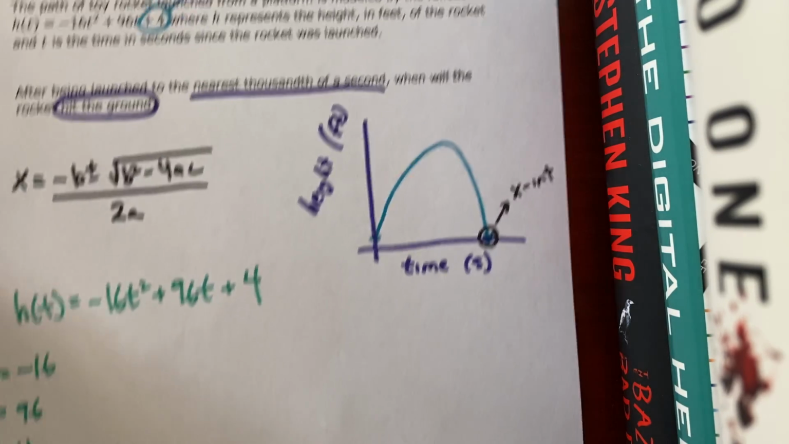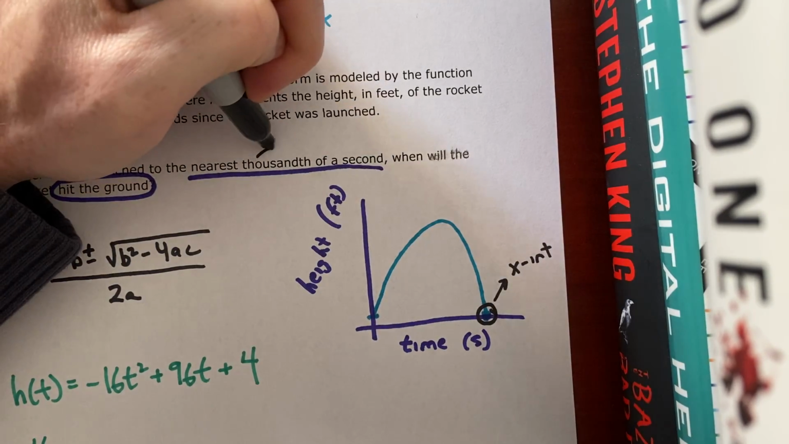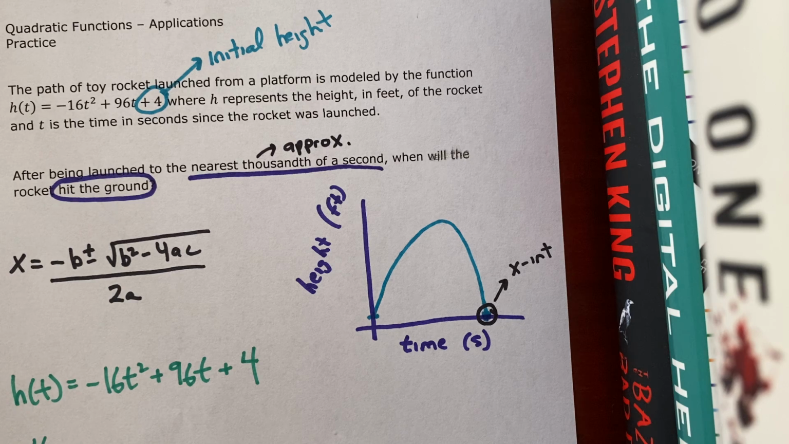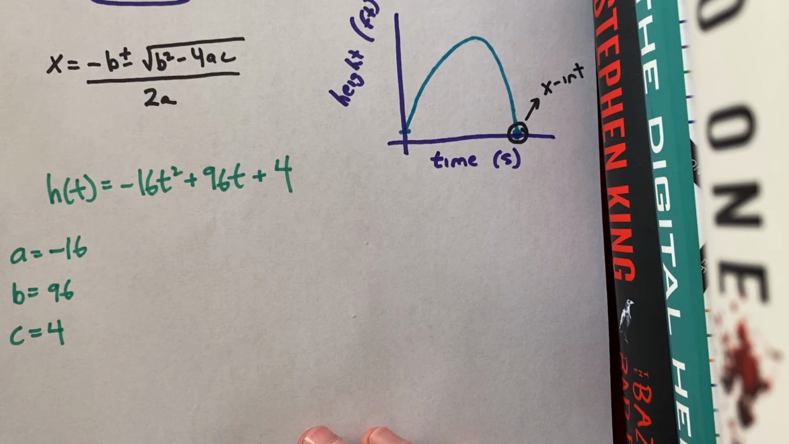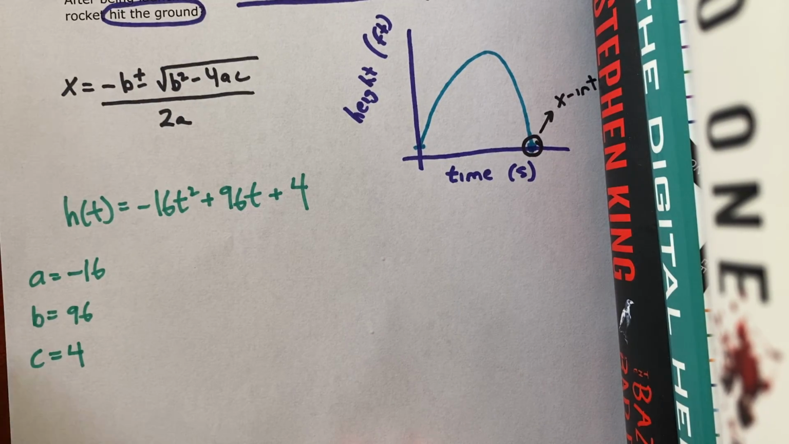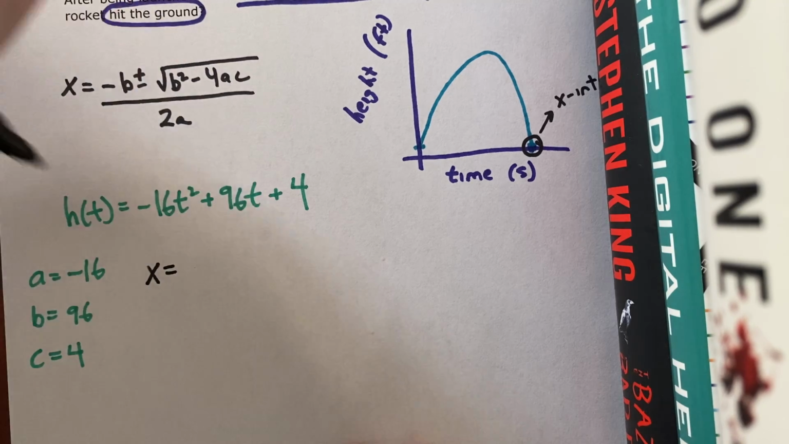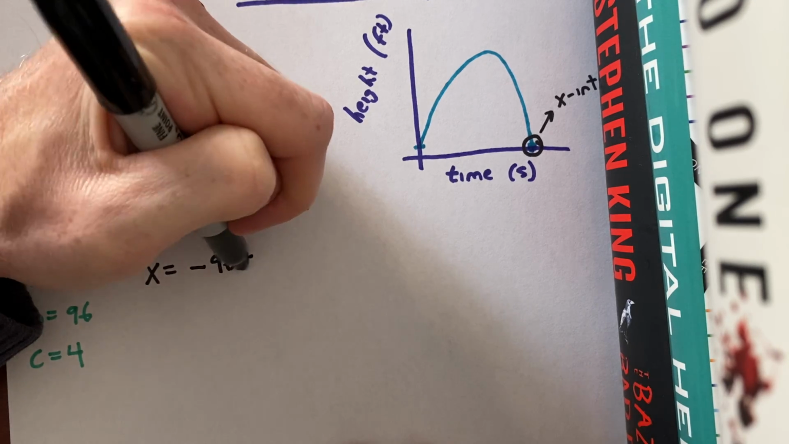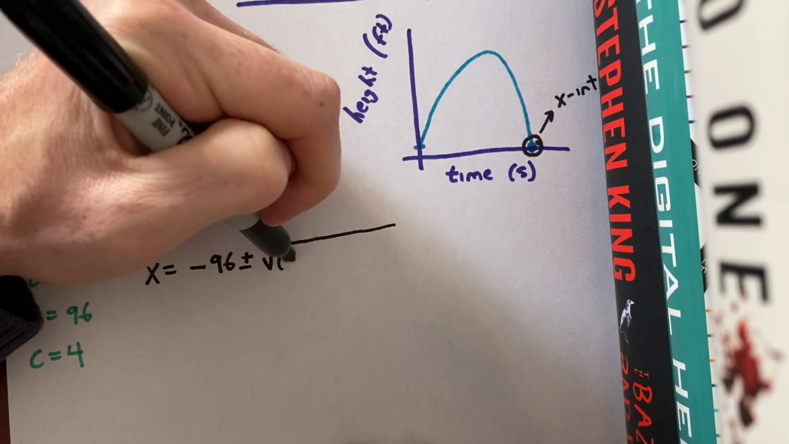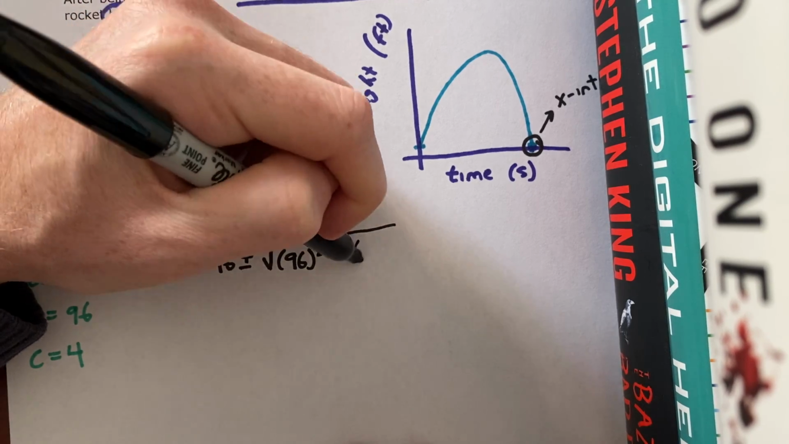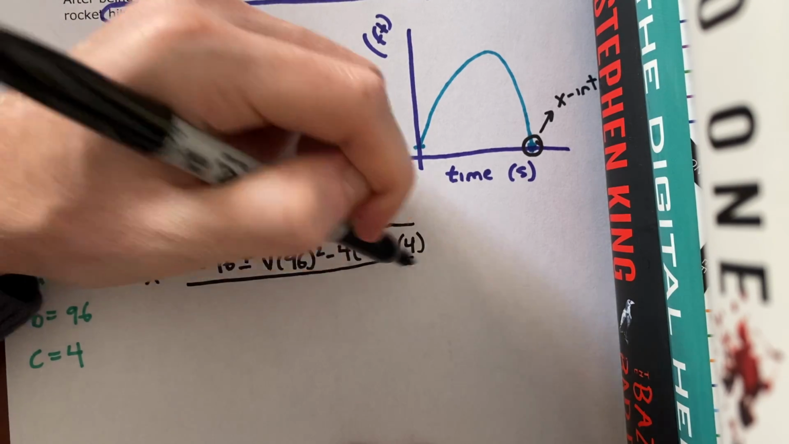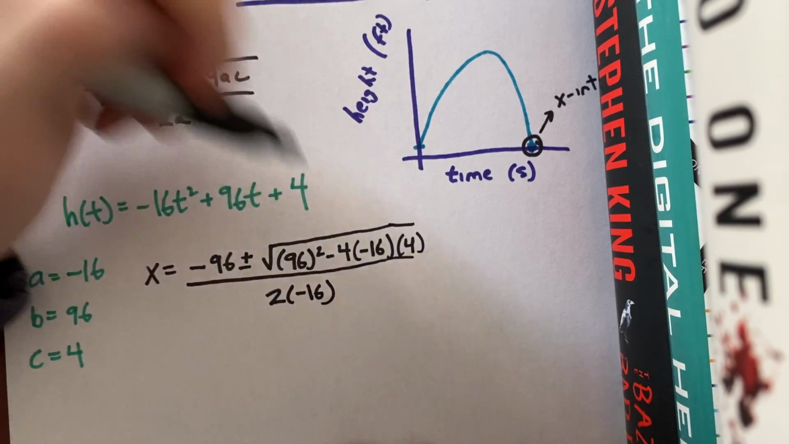I'm rounding to the nearest thousandth of a second, so I'm going to be giving an approximate solution. I don't need to worry about doing a factor tree and all that stuff to get an exact solution, because it tells me what to round to. So I'm going to plug all my a, b, and c's into my formula. x equals the opposite of b. b was 96, so it's negative 96 in my formula, plus or minus the square root of b squared minus 4 times a times c, all over 2 times a.